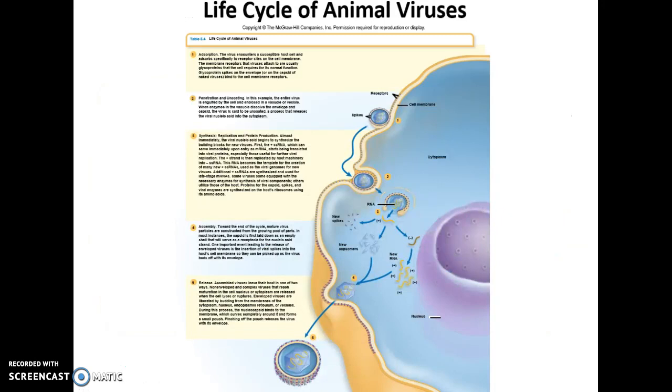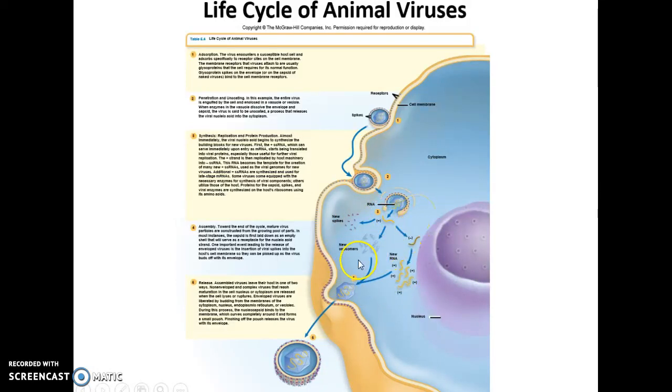All right, so figure 5.4, you have 5 steps here, even though step 2 here has both the penetration and uncoating. So you have the adsorption, the adhering of the virus to the host cell. You have penetration and uncoating. And then you have synthesis, step 3, where all the material within the cell is going to be synthesized.